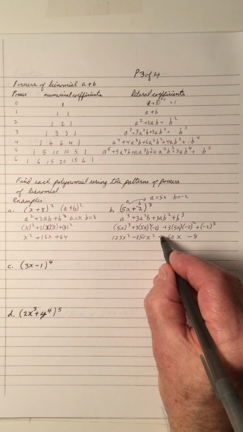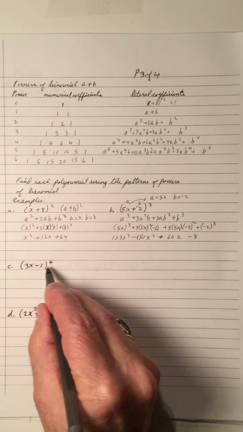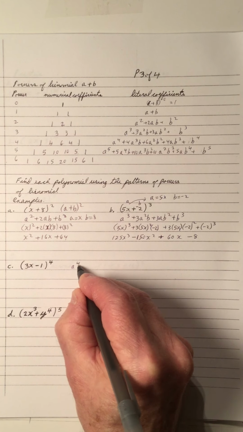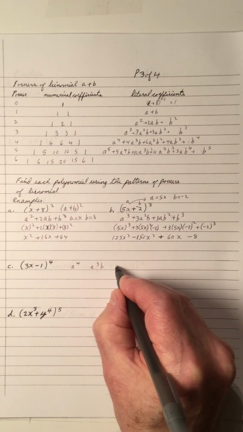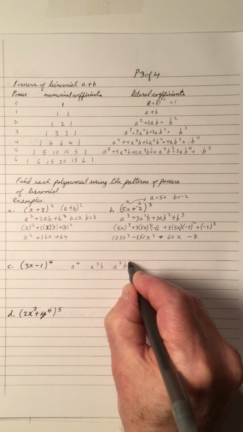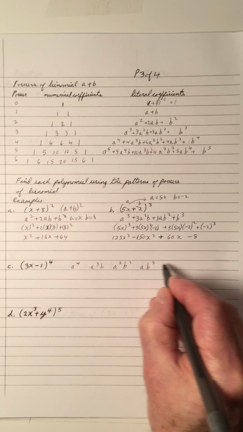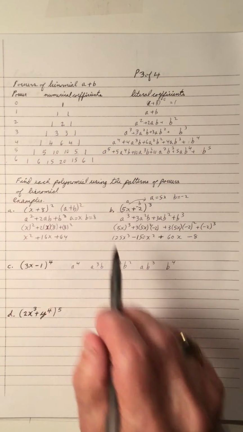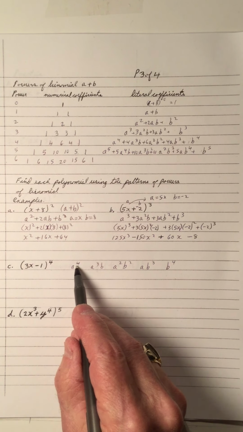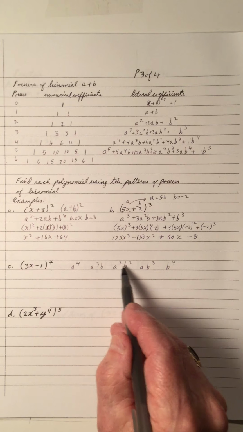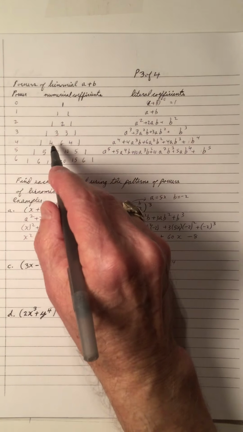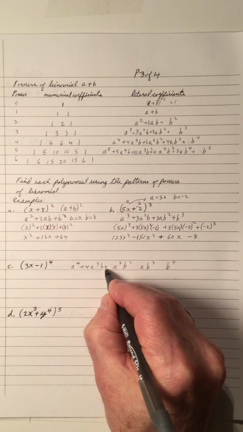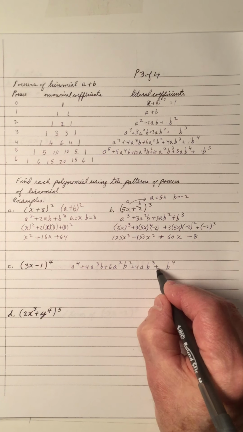Learn the pattern and take your time. Now, this is the fourth power. So the fourth power is a to the fourth, a cubed b, a squared b squared, ab cubed, with b to the fourth. With the fourth power, what I do is I write the exponents down first, like this, all powers of 4. Then I go up here and have my triangle, and for 4 it's 1, 4, 6, 4, 1.